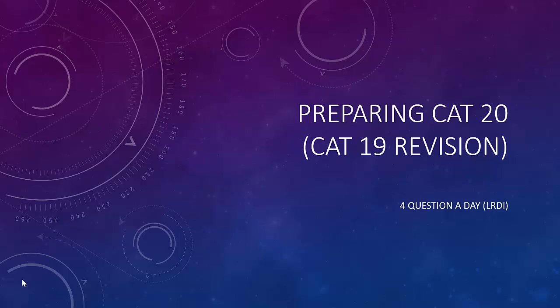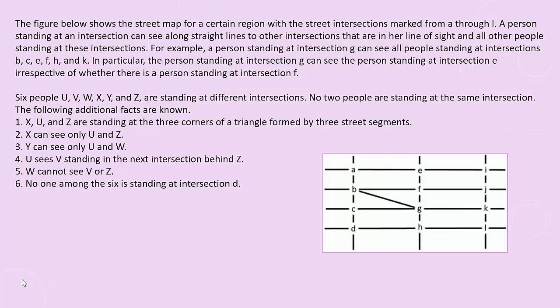So now we'll work on the LRDI part. Today we'll again pick one set of CAT19 slot 1. Okay, so let's see what's there in this set.